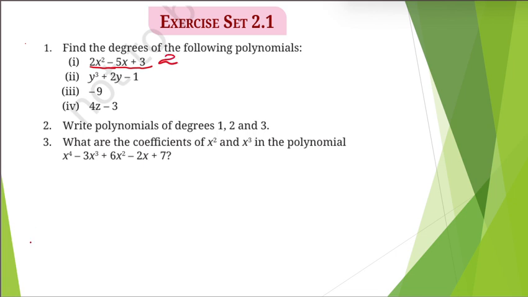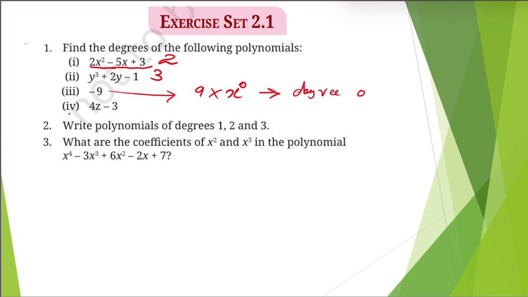Now the next polynomial is based on the variable y. It is y cube plus 2y minus 1. The highest power of the variable y is 3. y cube is there, so its degree is 3. Now what about 9? We said that 9 can be written as 9 into x to the power 0, right? This is a constant polynomial, so the highest power of the variable will be 0. So the degree will be 0 only.